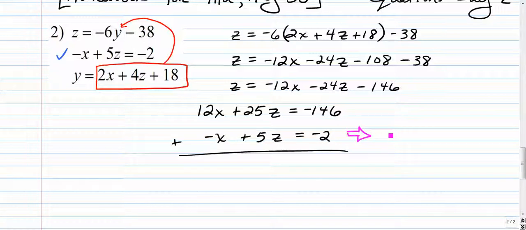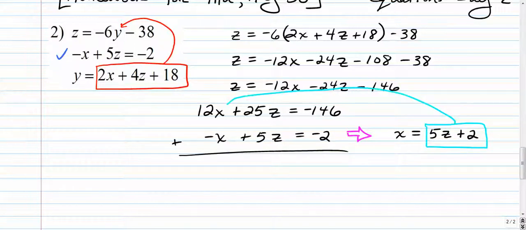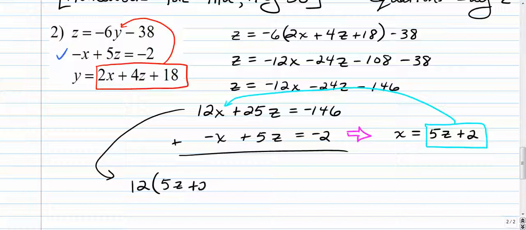Let's do that. Let's use substitution right down here. Let's get the x by itself. So we're going to go x is equal to 5z plus 2, and we'll take that and replace it right up there. So here we go. We're going to rewrite 12 times x plus 25z is equal to negative 146.